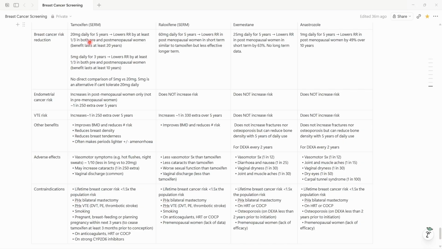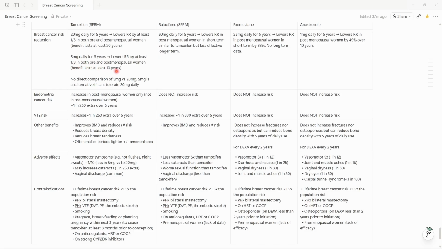So tamoxifen, there are 2 options. You can either have a 20 milligram tablet daily for 5 years, or a 5 milligram tablet daily for 3 years. If you're on the 20 milligram daily for 5 years, it reduces their relative risk of breast cancer by at least a third, so 33% in both pre- and postmenopausal women. And this benefit lasts for at least 20 years, which is very significant. If they are on the 5 milligram regimen for 3 years, then it lowers their relative risk by at least 33%, but the benefit is not as long.